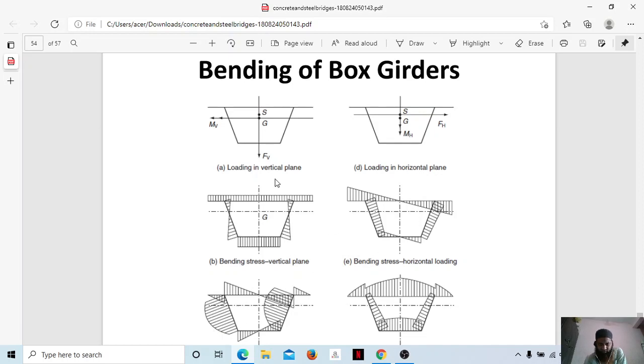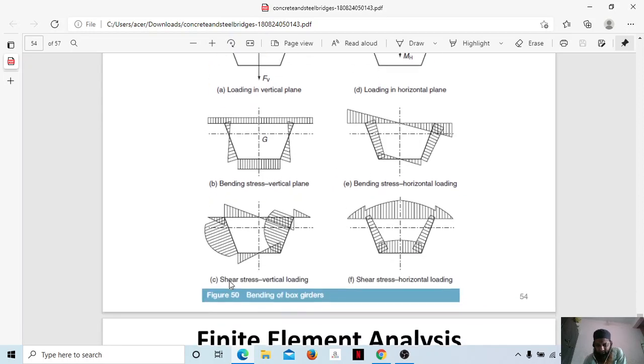You can see a loading in vertical plane also, how the loading is there. Then you can see the loading in horizontal plane, bending stress in vertical plane also. You can just see this, how the bending moment diagrams and everything are here. You can just see how the loading takes place.